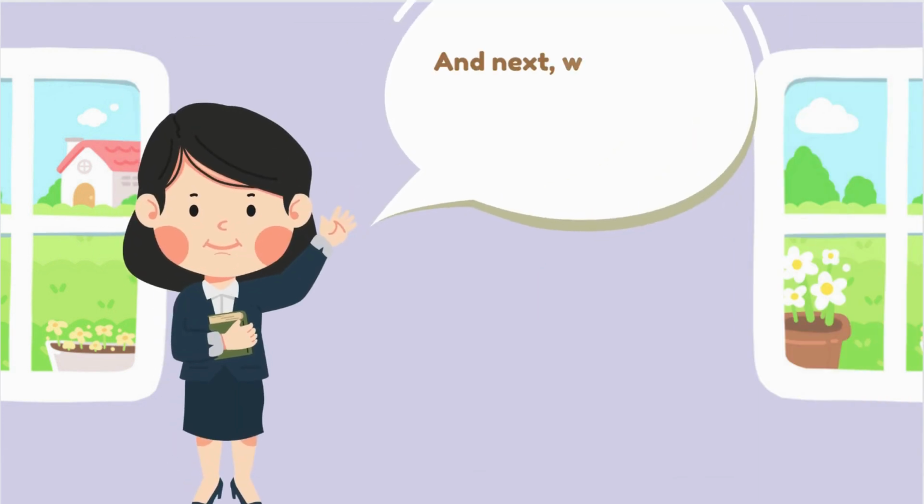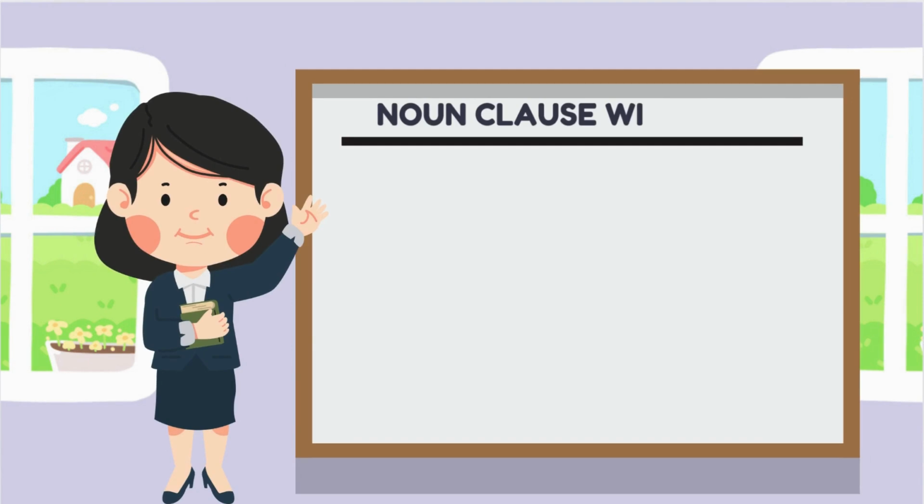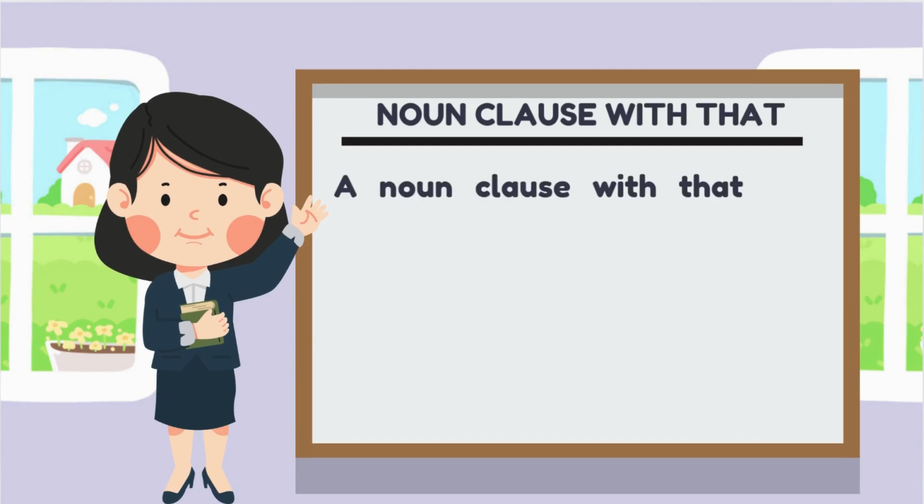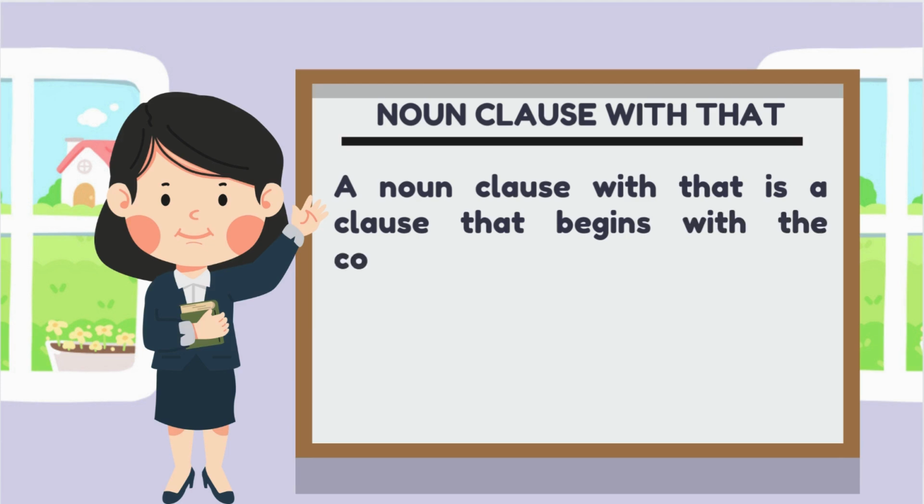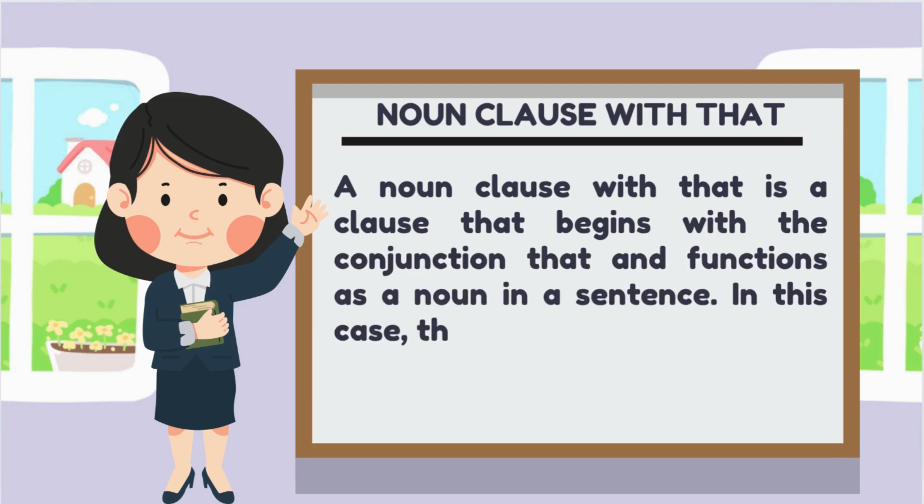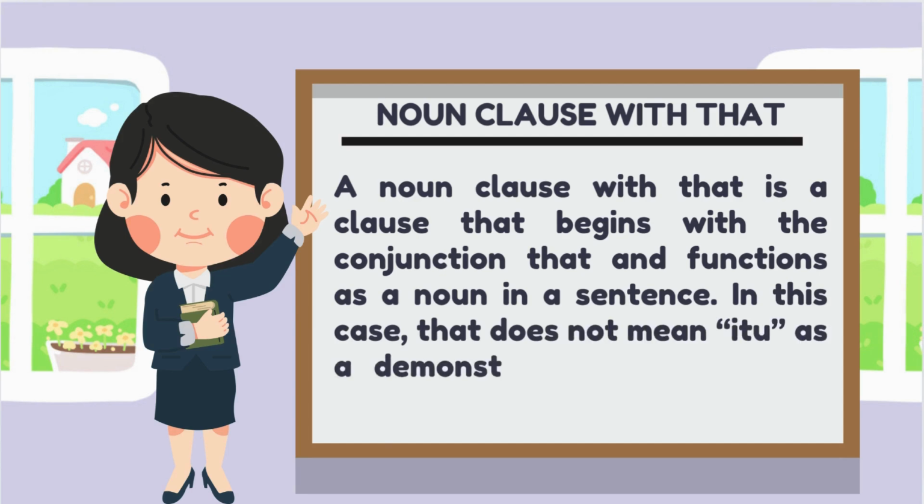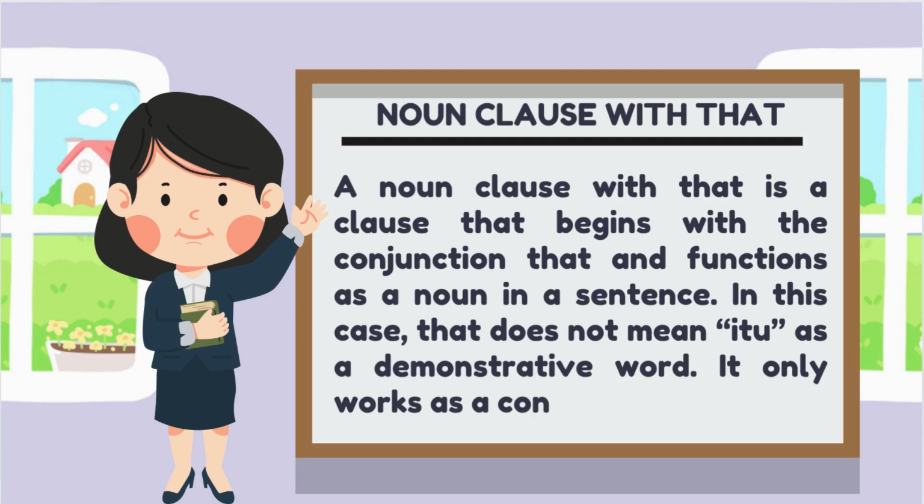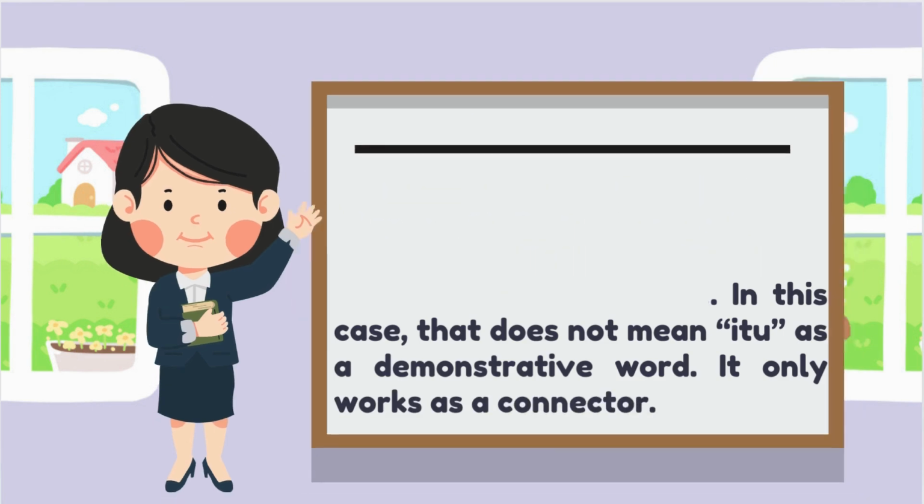Next, we are going to learn about noun clause with that. A noun clause with that is a clause that begins with the conjunction that and functions as a noun in a sentence. In this case, that does not mean itu as a demonstrative word, it only works as a connector.